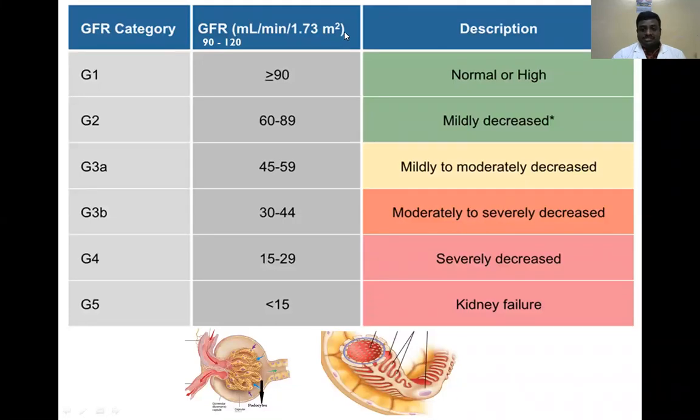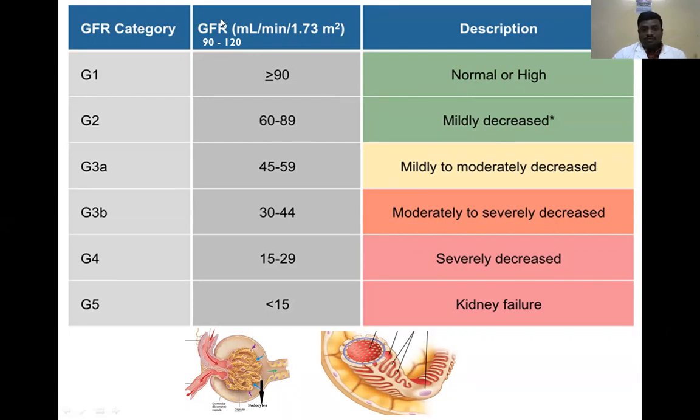the body surface. Okay. So 90 to 120 ml per minute. If it is greater than 90, that is normal. If it is greater than 120, that is abnormal, a high value. If it is less than 90, that is also abnormal. So if it is in the normal range 90 to 120, the category is G1.